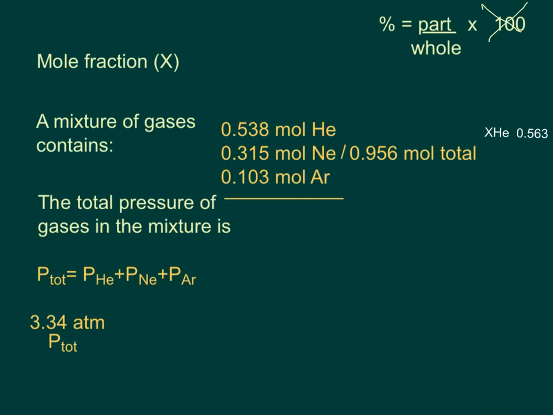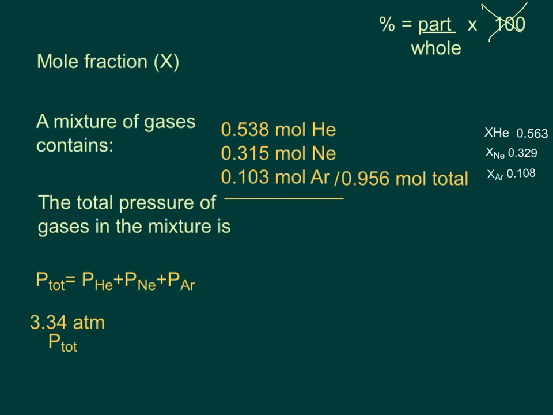Dividing moles of neon by the total number of moles, we get a mole fraction of 0.329. And then finally, we'll do the same for the argon, giving us a mole fraction for argon of 0.108. And if you add all of these up, you'll get a total of 1, just like percents would add up to a total of 100.